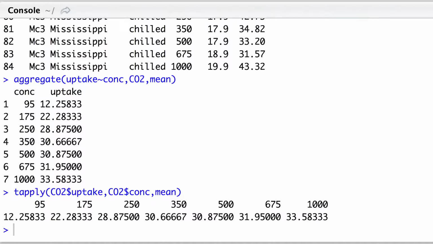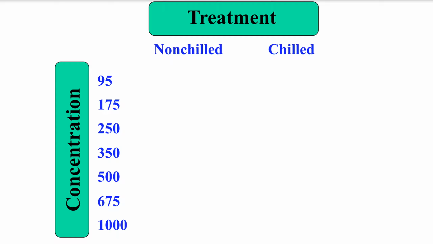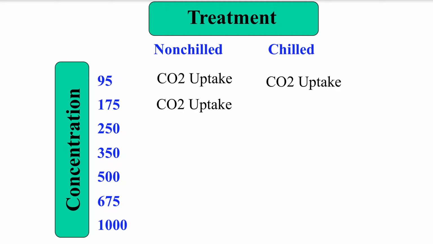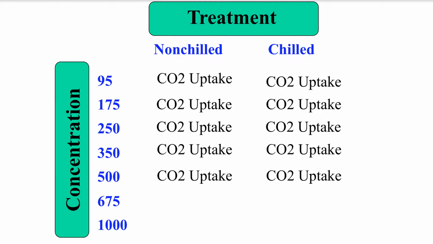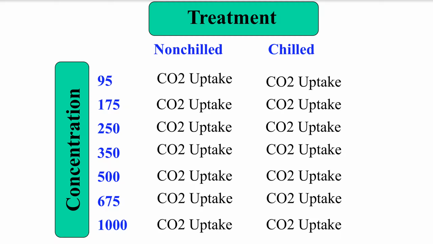So let's say, for example, that we still want to subset by concentration, but we also want to further subset by treatment type. So recall that we have 7 different concentration levels and 2 different treatments, and we want to know the average uptake by non-chilled plants at an ambient concentration of 95 milliliters per liter, and of the chilled plants at an ambient concentration of 95 milliliters per liter, and then of the non-chilled plants at an ambient concentration of 175 milliliters per liter, and of the chilled plants at an ambient concentration of 175 milliliters per liter, and so on and so forth. Well, tapply can't handle multiple subsets, but aggregate can.